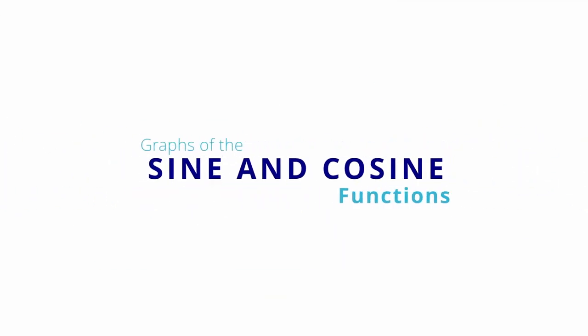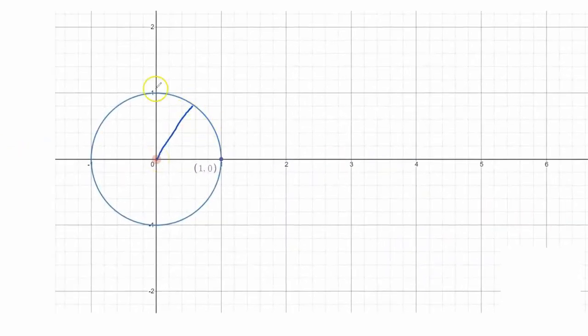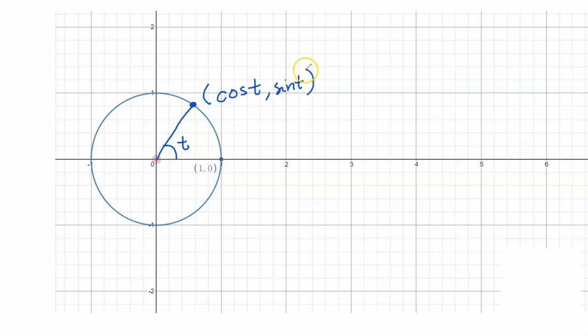In this lesson, we are going to discuss the graphs of y equals cosine x and y equals sine x. Now, let us recall that if I have my unit circle over here and this angle is t, I will be using t instead of theta. The x coordinate is given by cosine t and the y coordinate is sine of t. All right.